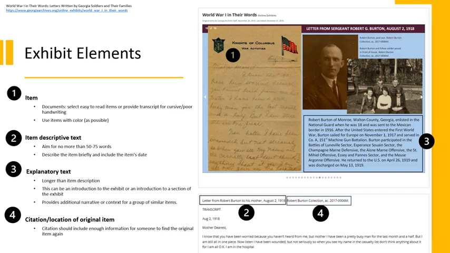Now, the fourth item is a citation for the original item. This is very important and it should always appear with the item. The citation should include enough information for somebody to be able to find that original item again. Now, a citation could include the institution's name where the collection's held, if that's not just obvious, the collection and the series name where the item came from. You may also want to include a folder title or an image number. This is especially useful when a collection or a series is large.